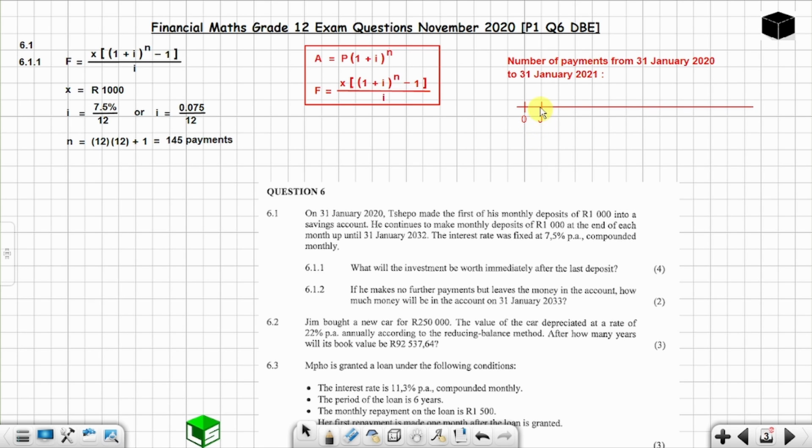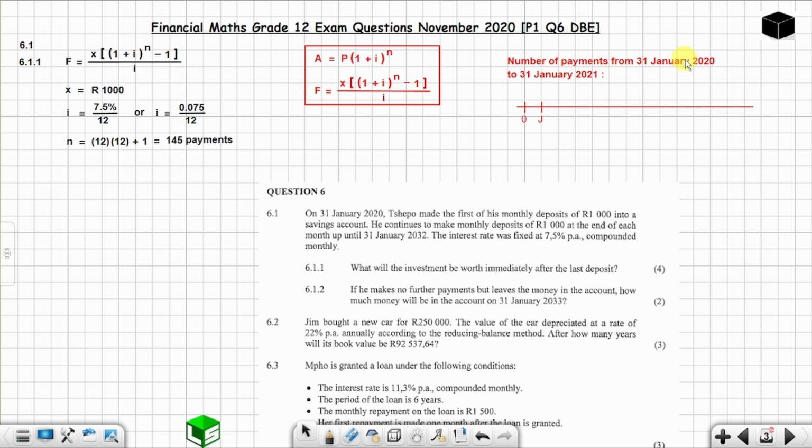So this is end of January. Okay, 1st of January and then end of January. Okay, so when you read, you can see it continues to make monthly deposit of 1,000 at the end of each month. Okay, at the end of each month. So we are only using a short period of time from 2020 to 2021, not from 2020 to 2032. This will be too much work.